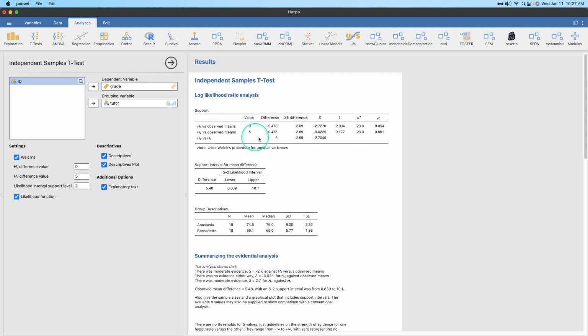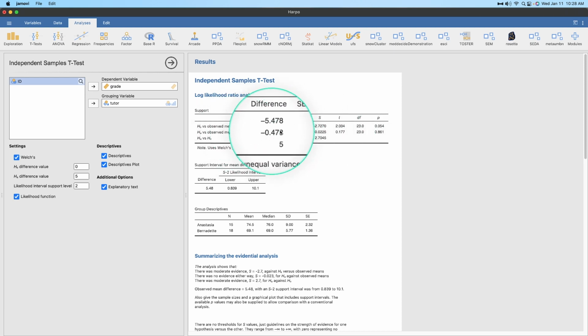Now we look at HA versus the observed mean. So the value is 5 because that's what we put in, and our difference is 0.478, right? So we're only off by a half a point on the stats test on average, right? Standard error is the same, and so S is very close to 0 here. And so we've found it's still against. And I'll change it to 6 in just a second to change what that looks like.